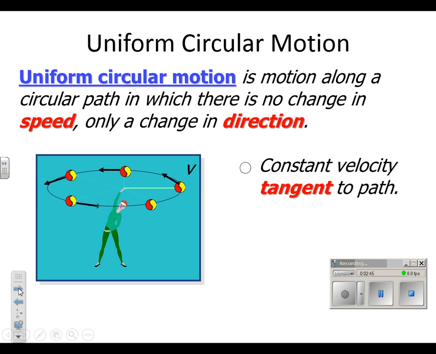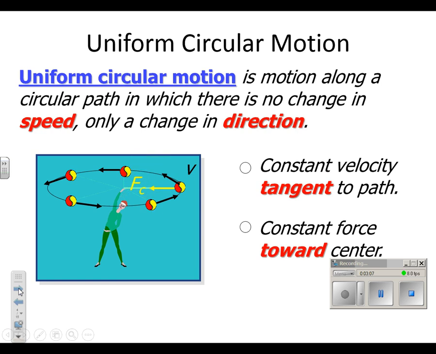So there's a constant speed with a velocity that is tangent to the path, meaning that if it broke off of that string, instead of going in a circle, it would fly off in a straight line path that is tangent to the circular path, at the same speed the whole time as it went off in that direction. There is a constant force towards the center, which is known as our centripetal force.